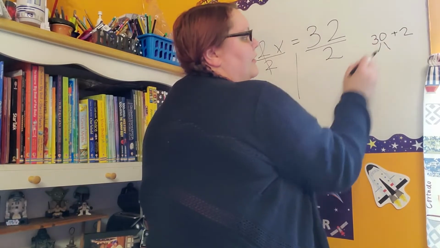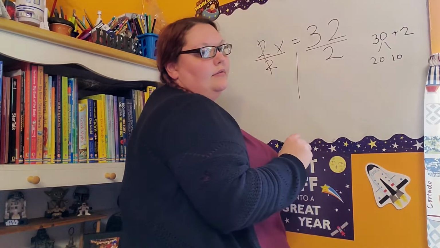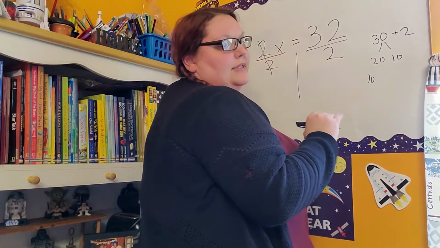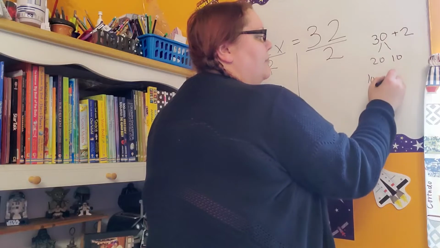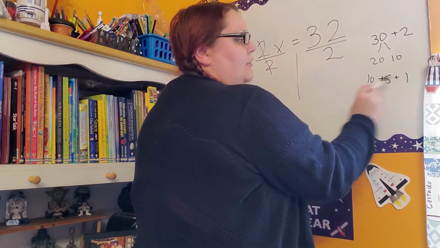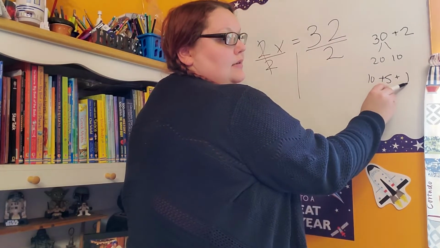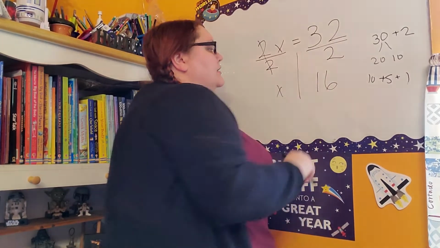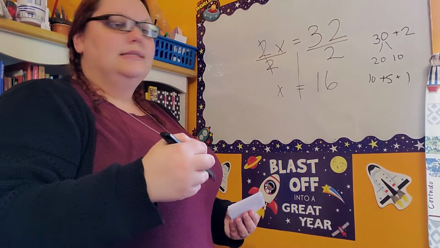Let's break the 30 down even further. We got 20 and 10. What's half of 20? 10. What's half of 10? 5. And then what's half of 2? 1. So our answer is going to be 10 plus 5 plus 1. 16. And then we're going to bring our x right on down there. So our answer is going to be x equals 16.